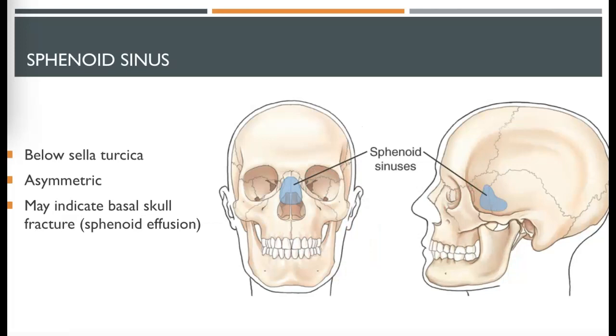The sphenoid sinus lies in the body of the sphenoid bone directly below the sella turcica. The body of the sphenoid that contains these sinuses is cubic and frequently divided by a thin septum that forms two cavities, although this septum may be incomplete, resulting again in only one cavity.